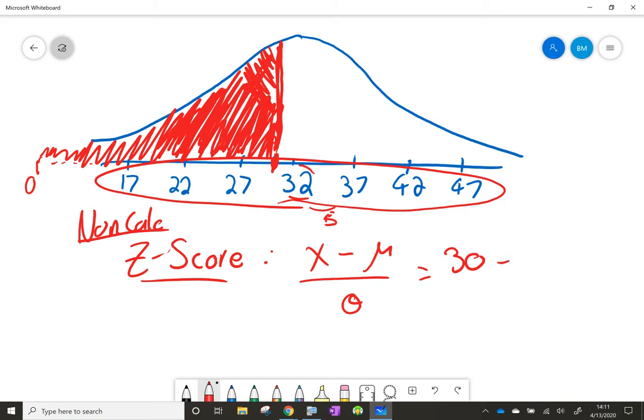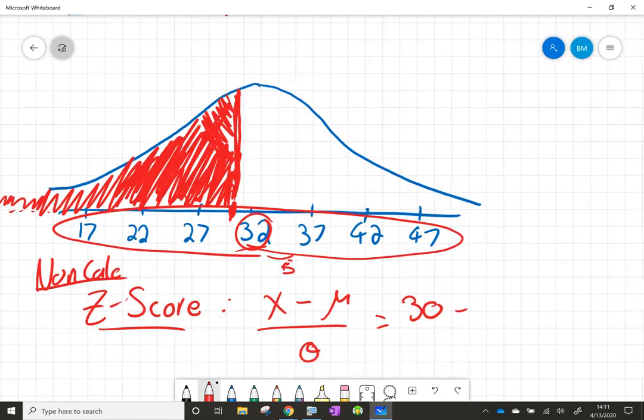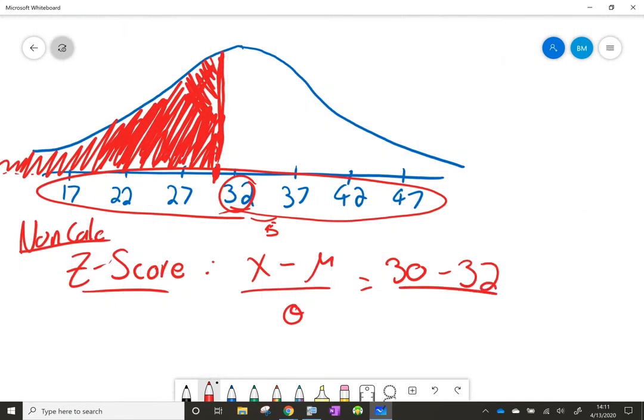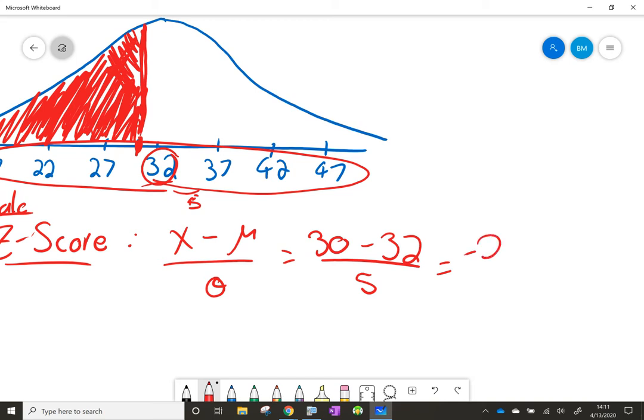So the mean was 32. Remember, the mean, the average, was 32. We wrote that down earlier. And then our standard deviation was 5. Okay, so we're just going to quickly calculate that out. So this would be -2 divided by 5, and that comes out to be -0.4. Okay, so now keep this number in mind, -0.4.